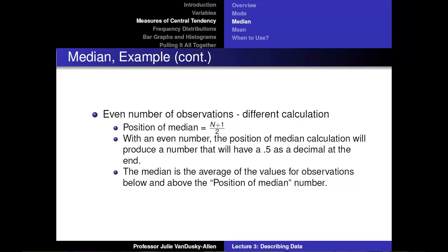I showed you how to find the median for a variable with an odd number of observations. Now I'm going to show you how to find the median for a variable with an even number of observations. With an even number, the position of the median calculation will produce a number that will have a 0.5 as a decimal at the end. The median is the average of the values for observations below and above the position of the median number.